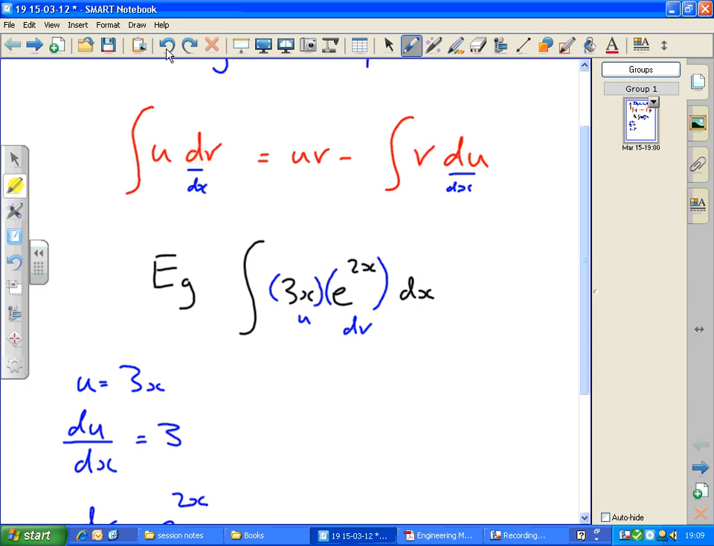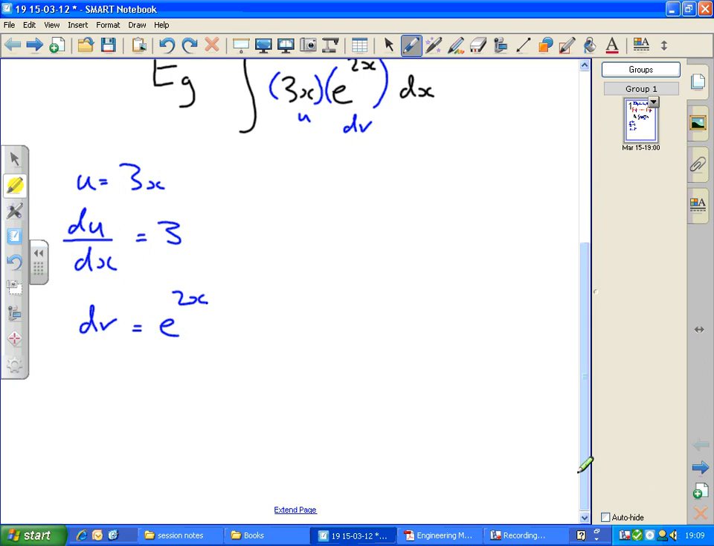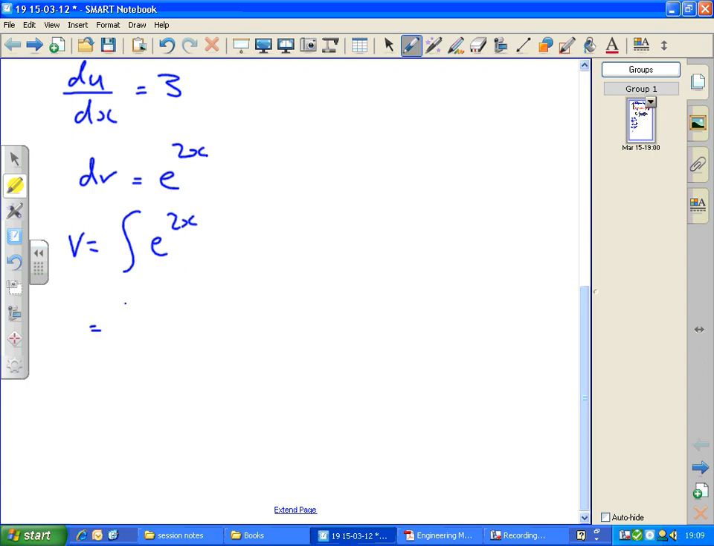So what I do is, I say dv equals e to the 2x. So v equals the integral of e to the 2x. And that's a standard integral. The 2 comes down and goes underneath. So this is a half e to the 2x, or e to the 2x over 2, same thing. Now just pause while you make a note of that.